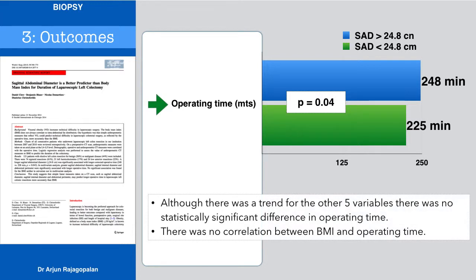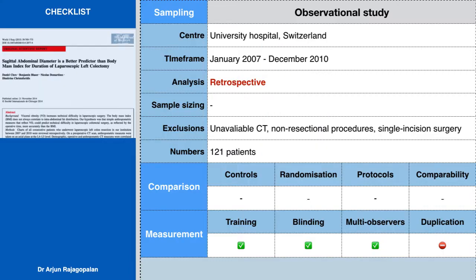And when they looked at the remaining 5 parameters, they were able to see a trend in terms of linear correlation, but the differences were not statistically significant, as was the SAD. There was no correlation between body mass index and operating time, and that is the major thrust of the paper. They are claiming that these CT measured parameters are far superior to body mass index in terms of determining whether a patient is going to pose a lot of difficulty during laparoscopic surgery.